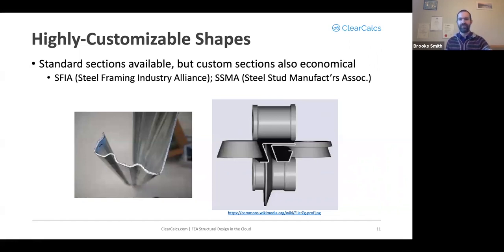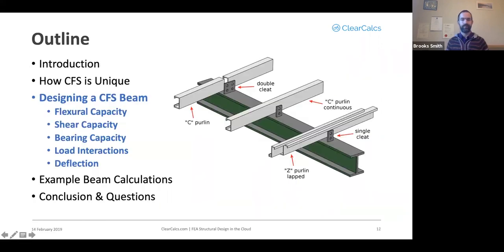They have a list of about 700 or so sections that they've standardized and manufacturers will generally all produce. Those are very available, can probably solve most of your needs, but custom sections are also very possible in cold form steel and can sometimes even be quite economical. Probably not things quite as weird looking as what you see in the lower right there, but custom sections nonetheless can be quite economical in cold form steel.